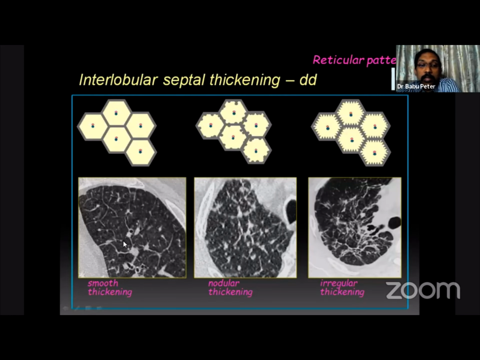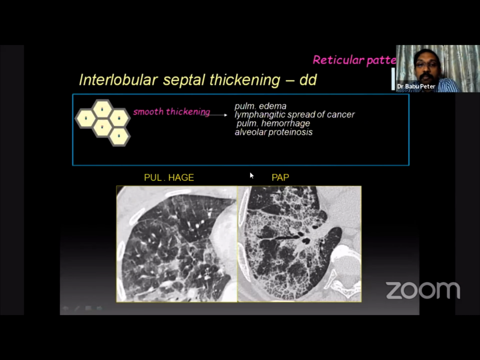The thickening may be either smooth, nodular, or irregular. This is the secondary pulmonary lobule with thickening, and this shows nodular thickening of the interlobular septa. This is an irregular thickening. Smooth thickening is seen when fluid is accumulating, as in early pulmonary edema. A nodular thickening of the interlobular septa, which is seen here, can be seen with sarcoidosis, and irregular thickening can be seen with either lymphangitis or with fibrosing lung diseases.